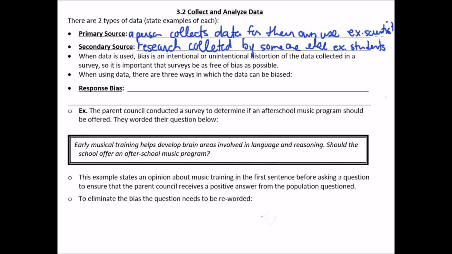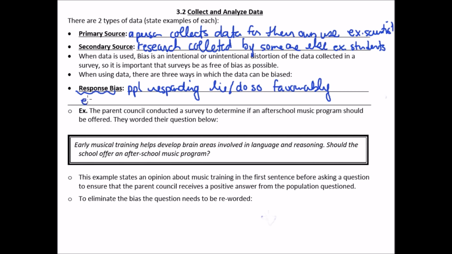When data is used, there is bias, and bias is an unintentional or an intentional distortion of the data collected in a survey. So it is important that surveys be as free of bias as possible. There are three ways in which data can be biased. First is a response bias, and this is basically when the response is a lie. People responding basically lie, or respond favorably.